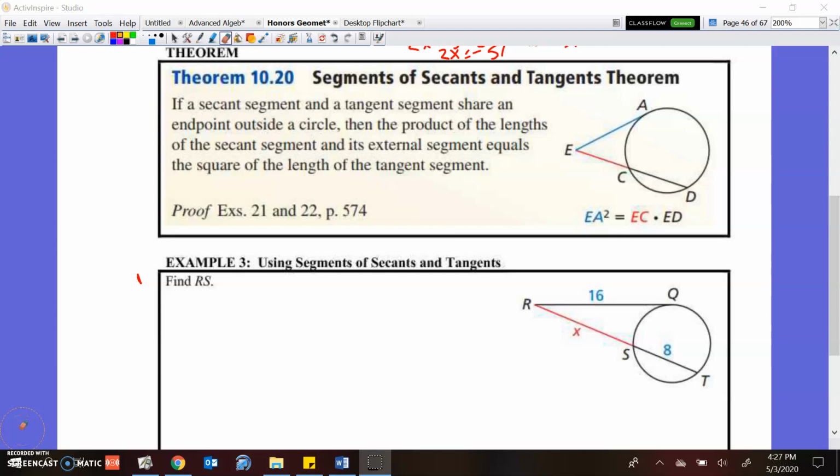Right, so this is the last theorem of this lesson, segments of secants and tangents. So now we have a secant segment followed by a tangent segment. So here's what the theorem says.